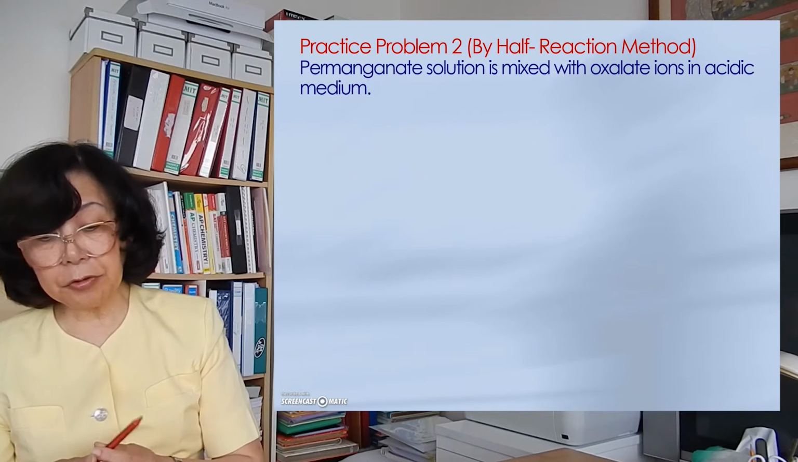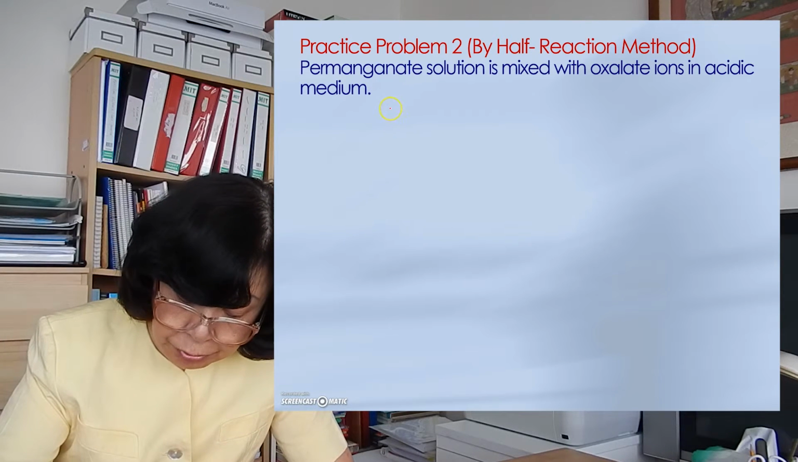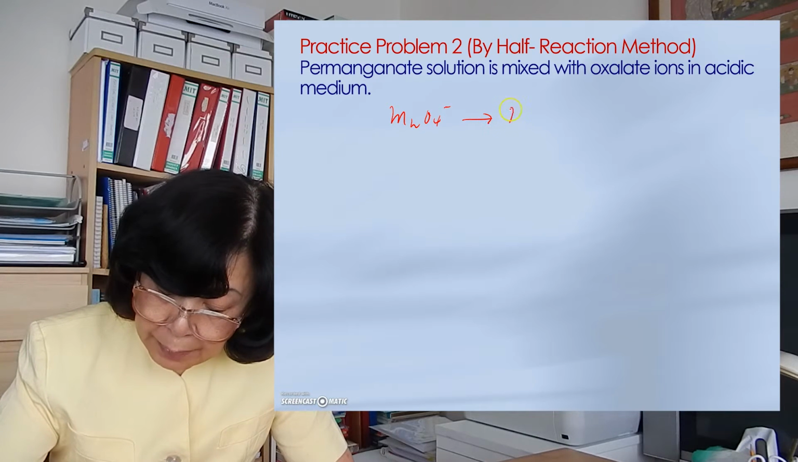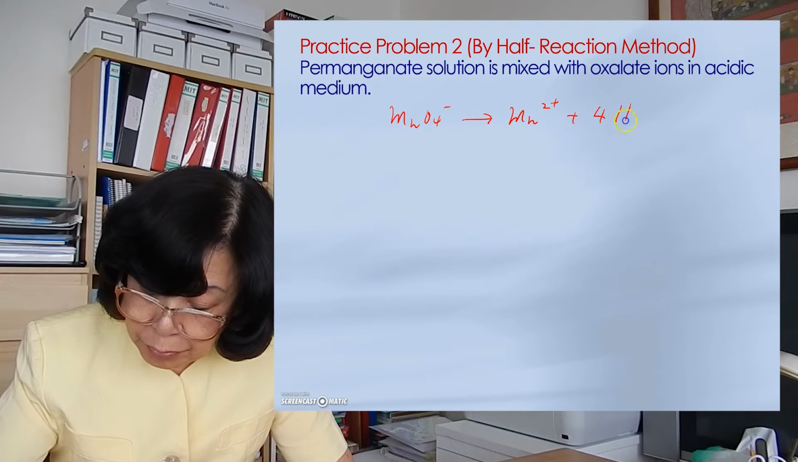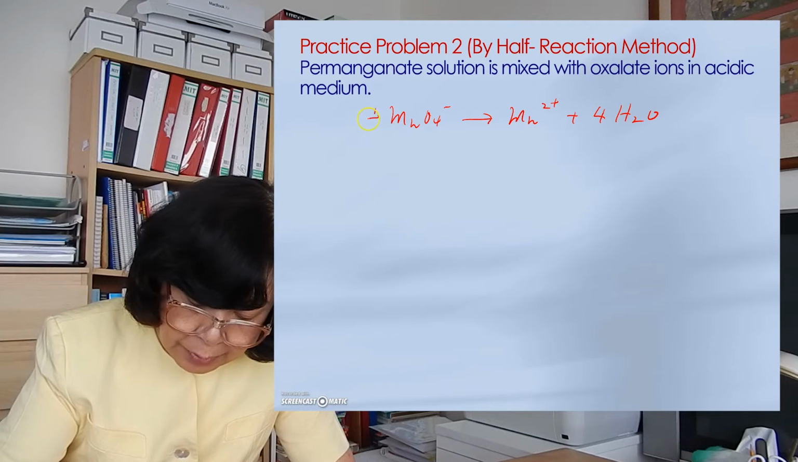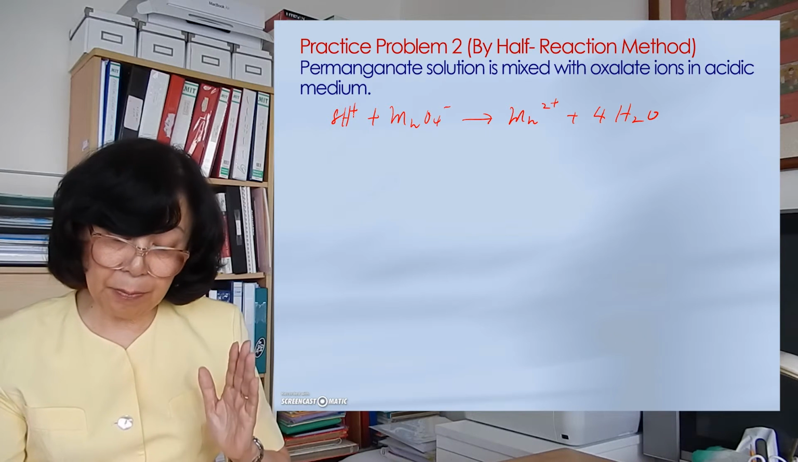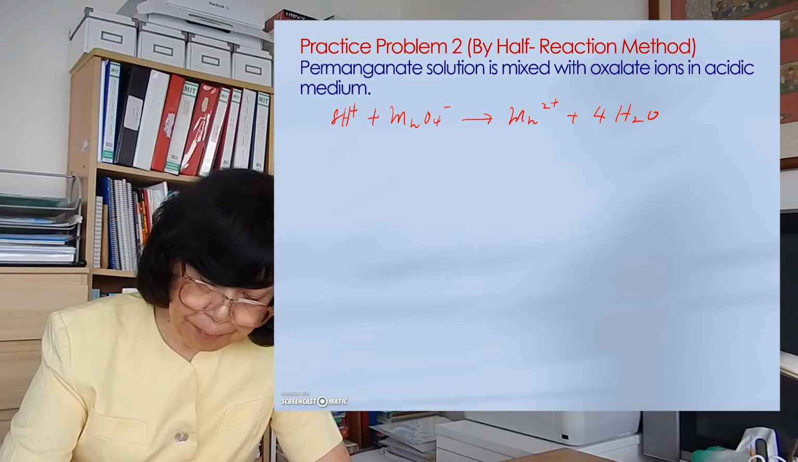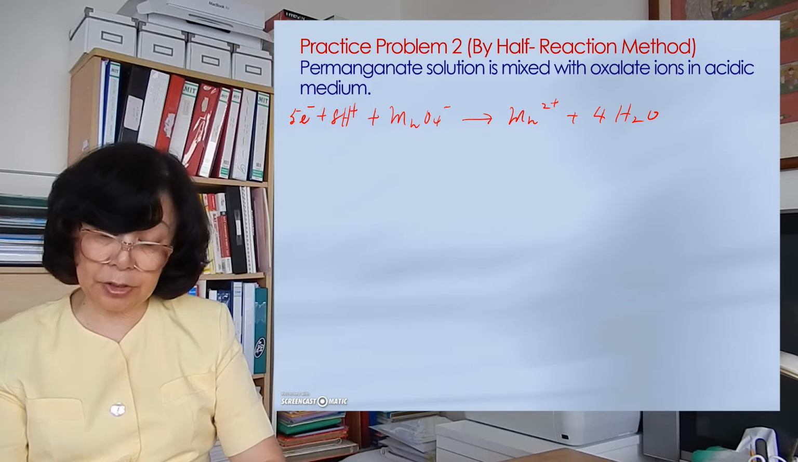Okay, then how do we do it? By the half reaction method. We take the permanganate solution, turning it into Mn2 plus, adding 4 moles of water to balance the O, adding 8 moles of hydrogen ion to the left to balance the H. Now because I have +7 on the left, +2 on the right, I add 5 negative electrons to the left to balance the charges.